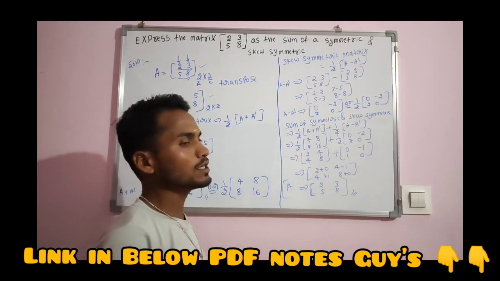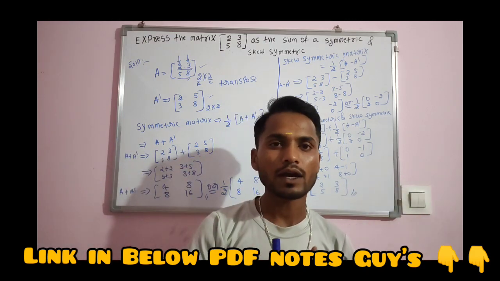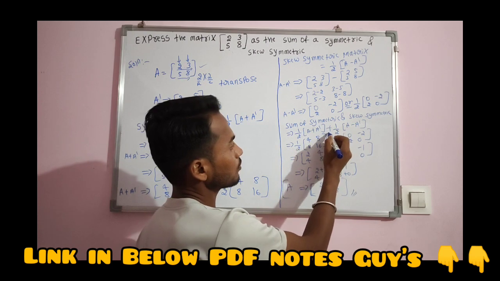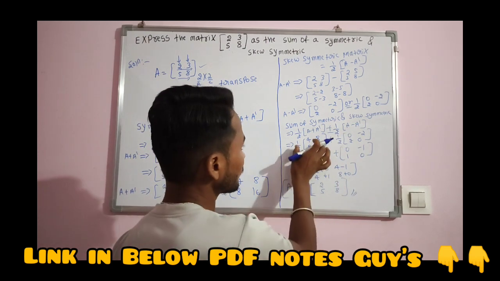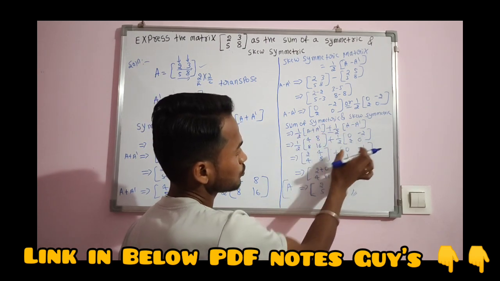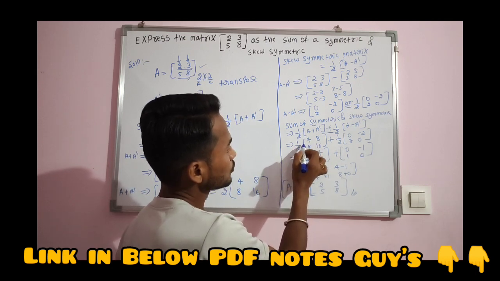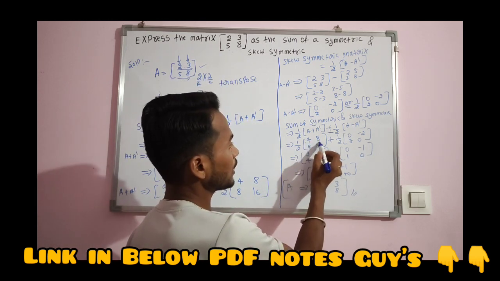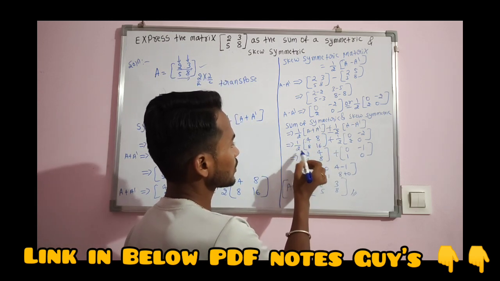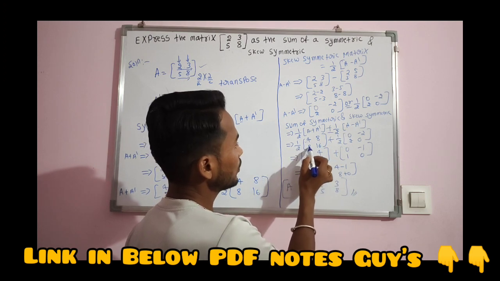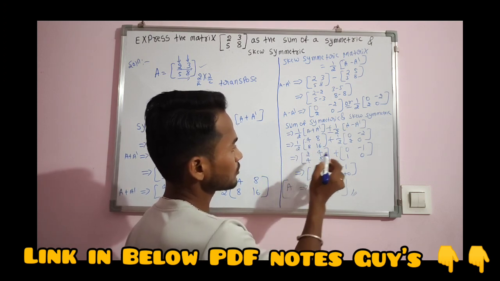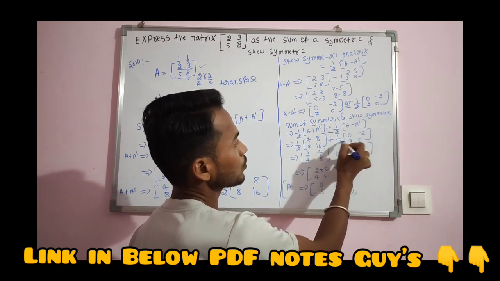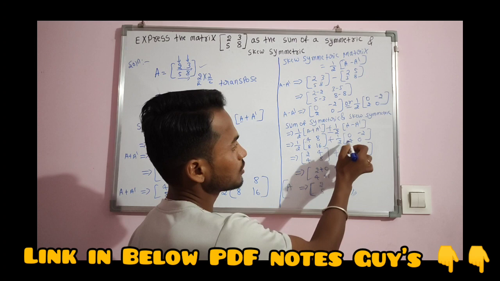Now the sum of the symmetric and skew symmetric matrices. This is the formula: sum means plus. This is symmetric and this is skew symmetric, so you have to add them. Applying the 1 by 2 to the symmetric part: 2 twos are 4, 2 fours are 8, 2 eights are 8. Then 0 by 2 equals 0. Minus 2 by 2, the 2 cancels, giving minus 1. So 0 by 2 equals 0.